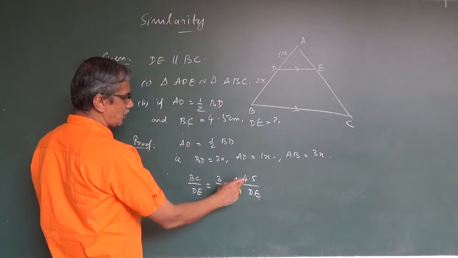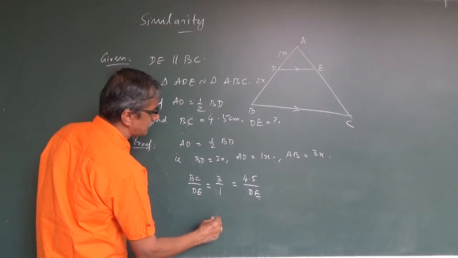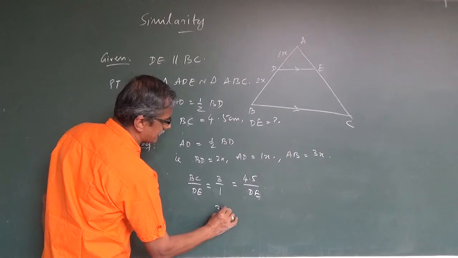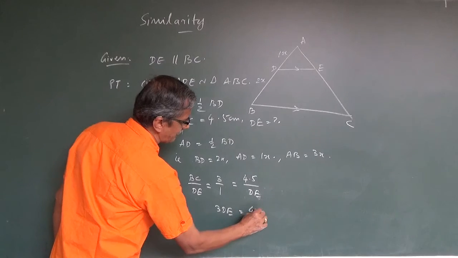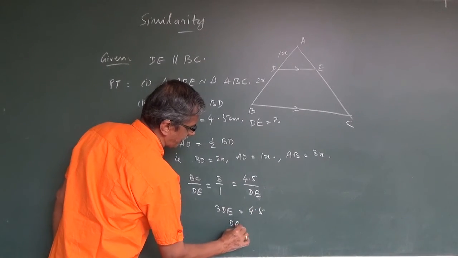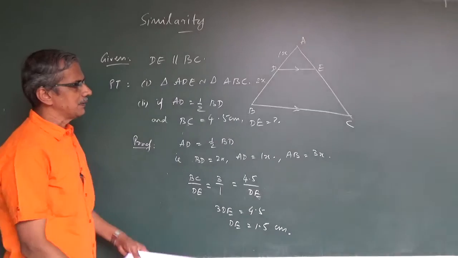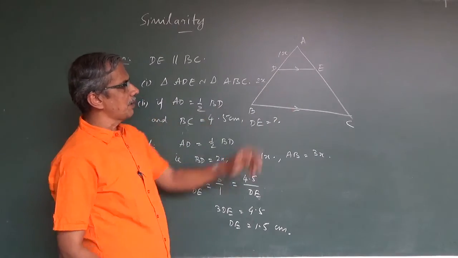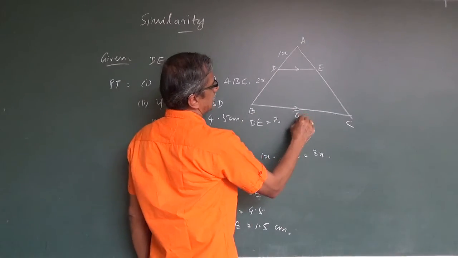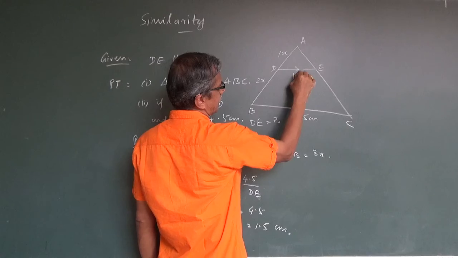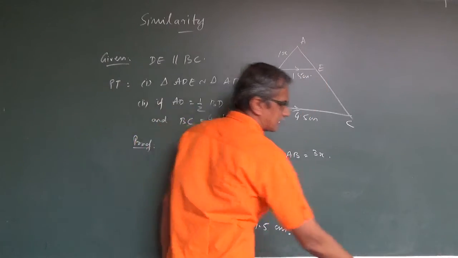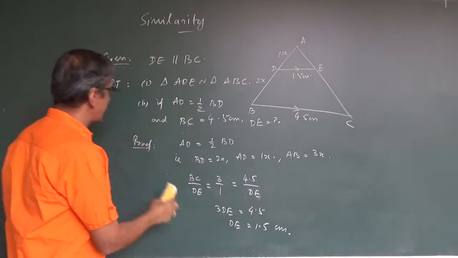BC by DE is equal to 4.5 by DE is equal to 3 by 1. So 3 DE is equal to 4.5, so DE is 1.5 centimeter. If this is 4.5, this will be 1.5. So we have understood the second part.